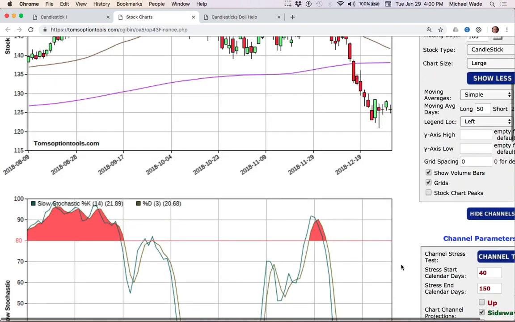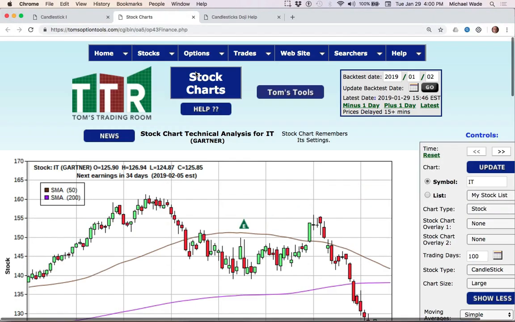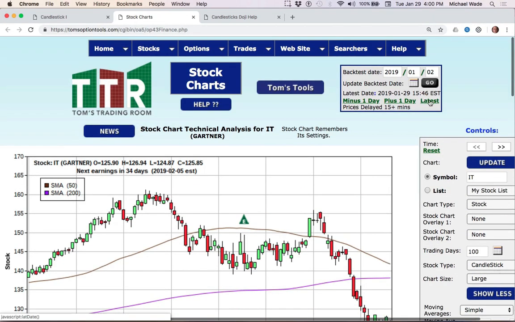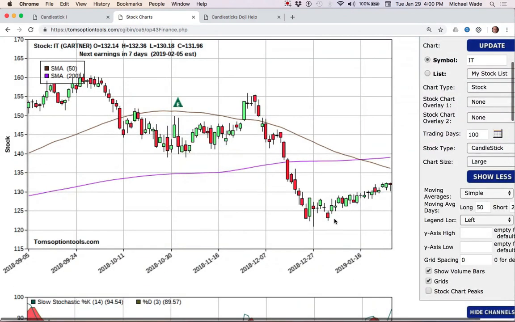On the day of this scan, on January the 2nd, the stock was trading at 125.85. If I was to go to the latest date, which is today, the 29th of January, you can see that it's actually risen quite a bit since we got in right here. All right, so the stock is still in a bullish pattern, and we certainly would have made a bit of money on that using basic options analysis.